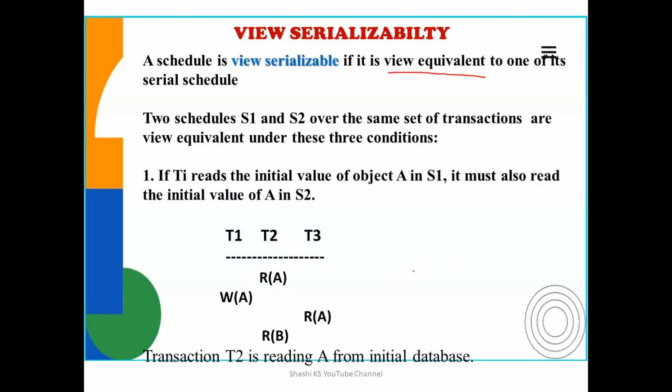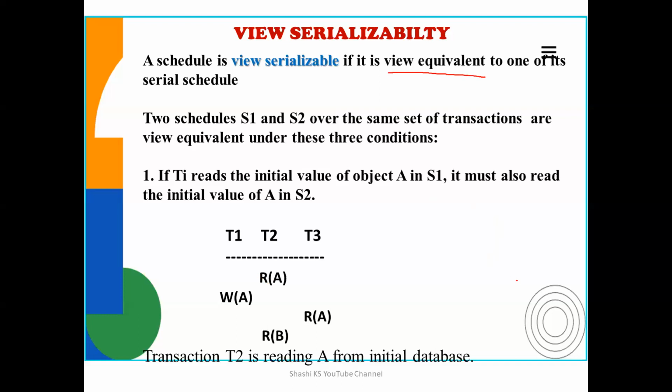This is called the initial read condition. Initial read condition means if in a particular schedule S1 a particular transaction is doing the initial read operation, then in the other schedule S2 also, the same transaction should do the initial read operation. If it happens, I can say that schedule S1 is view equivalent to schedule S2.